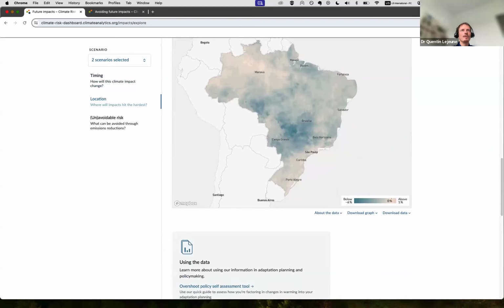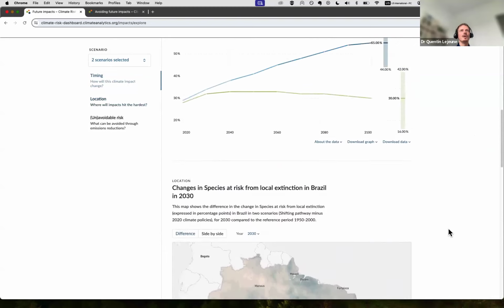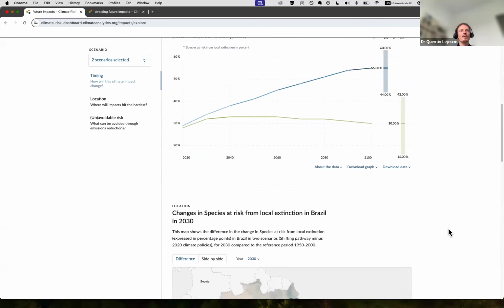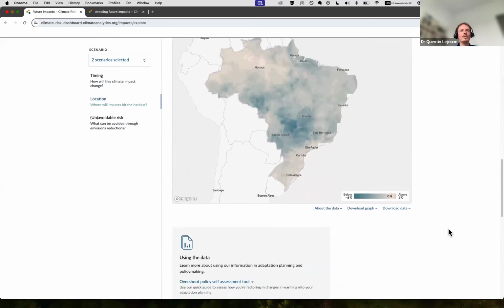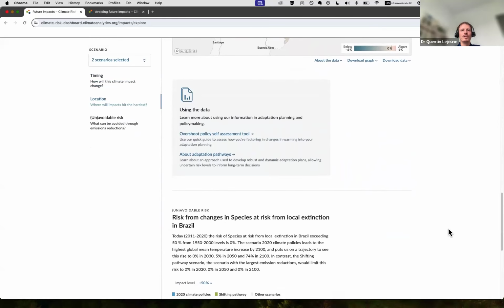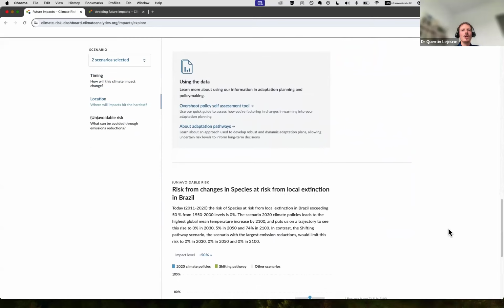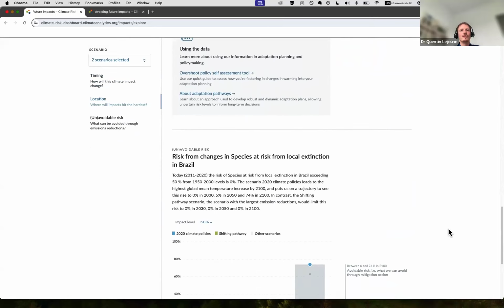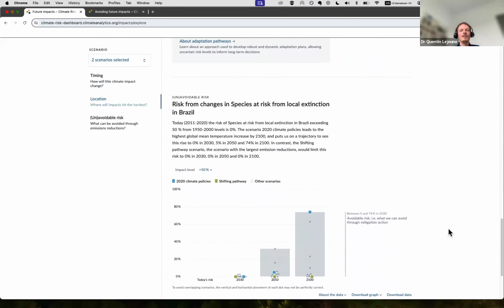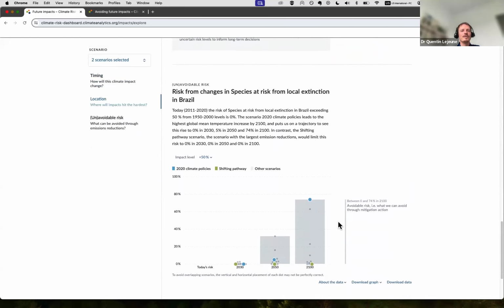But we have indicators on biodiversity. As I said, we have added information on glaciers as well. One interesting way to look at the results, which is quite unique in the Climate Risk dashboard, is that we can answer the question, for example, what is the risk of exceeding critical impact levels in the future? And that's what this last graph is focusing on.